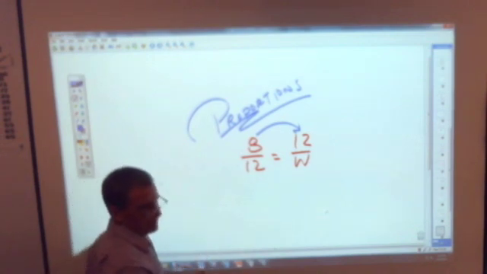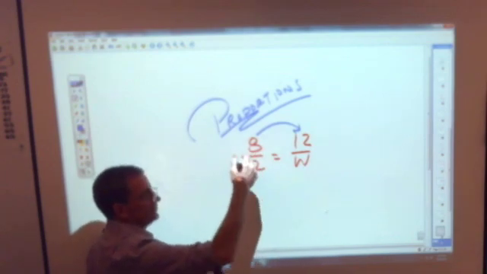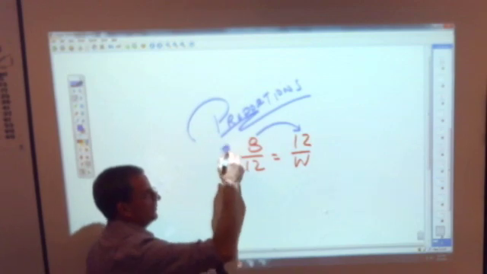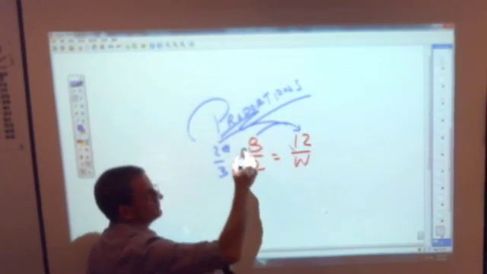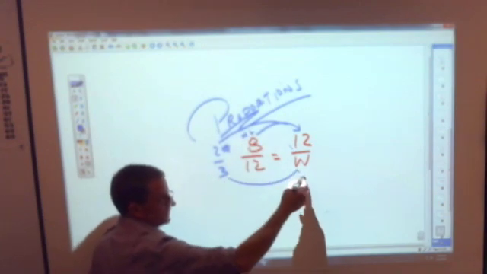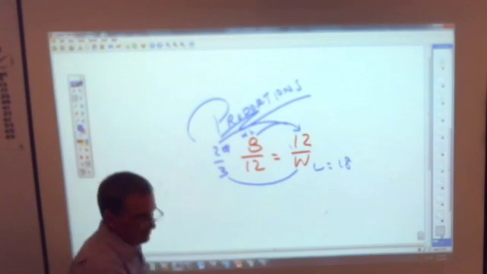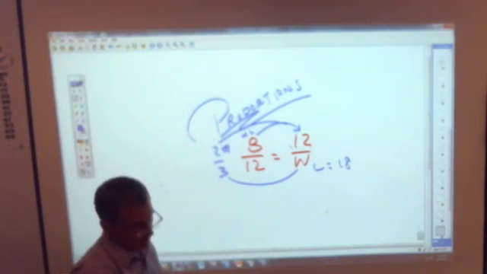Your second thought would be to reduce this if you could and see if that works. Well, if I reduce this, I get 4 over, well, I guess I could reduce it to 2 over, what, 3? And then does that work? 2 times what is 12? 6. 3 times 6 is 18. However, you are going to run into times when that won't work either.